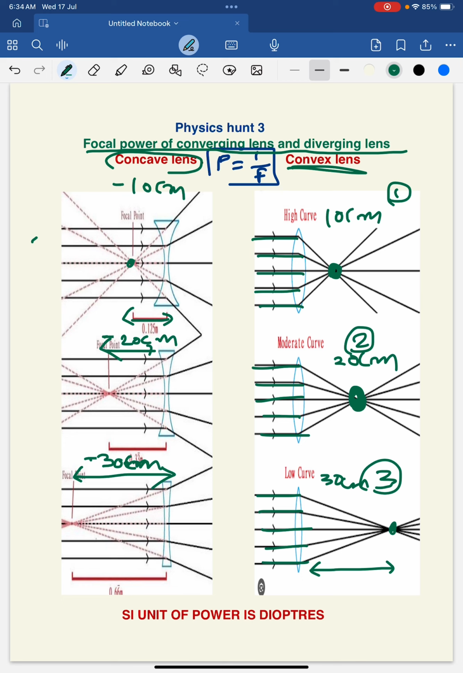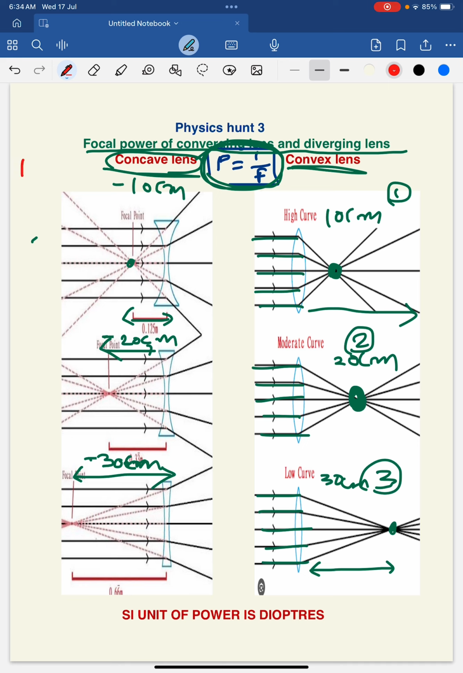Okay, but these focal lengths are positive. Why? Because after the refraction, the refracted rays are converging on the principal axis on the right hand side. So according to the new Cartesian sign convention, distance towards the right side is positive. Okay, and look at this picture carefully. For focal power, I mentioned the formula, power is equal to 1 by F. So I'm going to use this formula for all these three different cases for the concave lens as well as the convex lens. Okay, so for the concave lens, for the first diagram, so here I'm writing, one second.